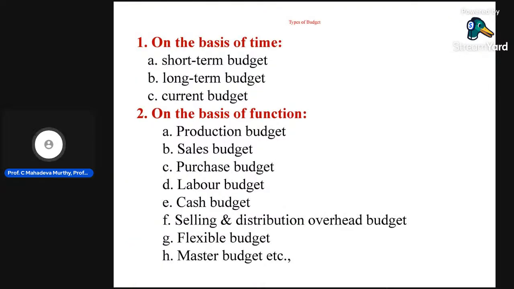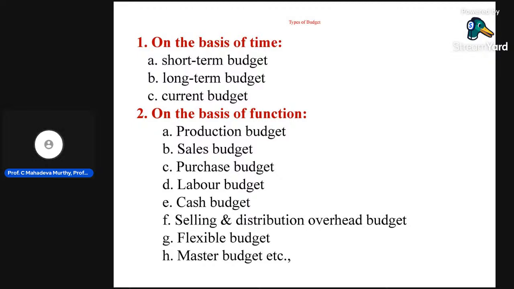Then types of budget on the base of time: short-term budget, long-term budget, and current budget. There are three types of budget. Then on the base of function: production budget, sales budget, purchase budget, labor budget, cash budget, selling and distribution overhead budget, flexible budget, master budget. These are the different types of budget on the basis of function.